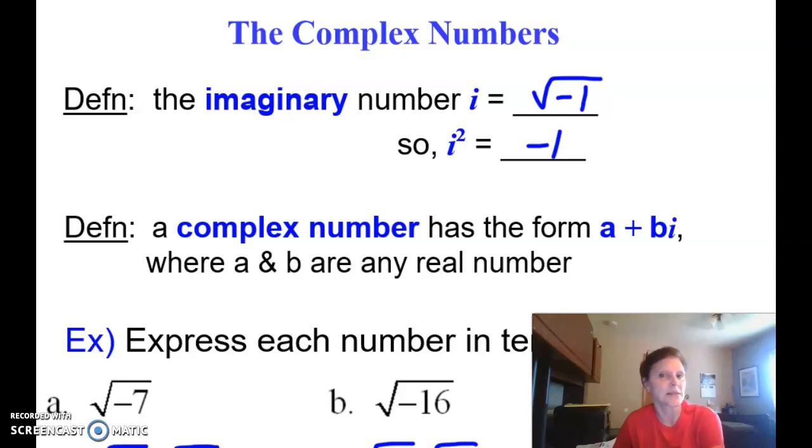Let's talk about complex numbers. So the imaginary number i, which is like a script i, is defined to be the square root of -1. Now there's not a real number that times itself is going to give me -1, which is why we call it an imaginary number, and we give it its own notation. If i is defined as the square root of -1, that means that i squared, when I multiply by itself, will give me -1.